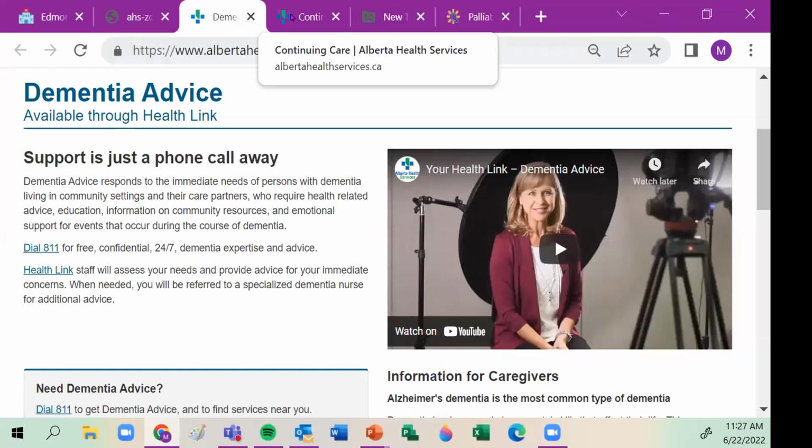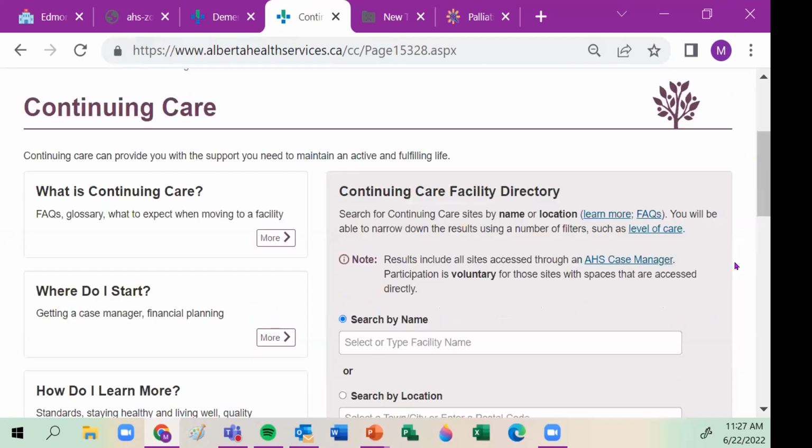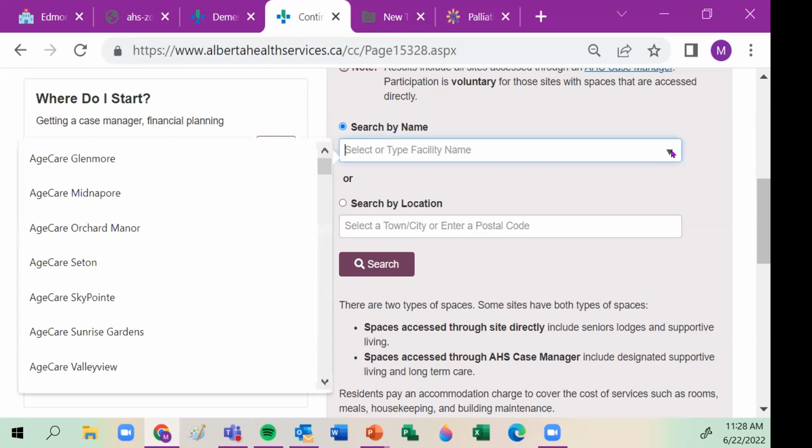Next, we're going to talk about the continuing care website. And under the continuing care website, we will focus on the facility directory. The facility directory is embedded in the continuing care website, as you can see, and residents and their families can find continuing care sites of their choice using the continuing care facility directory, depending on the resident's access level of care. Meaning to say, there are two types of spaces. There are spaces that can be accessed through sites directly, which include senior lodges and private supportive living, as we mentioned earlier in the presentation, and spaces that can be accessed through AHS case manager, which includes designated supportive living and long-term care. It is important that you know the difference between these two spaces, because some sites may actually offer both spaces, and it's important for you to clarify exactly what you're looking for.